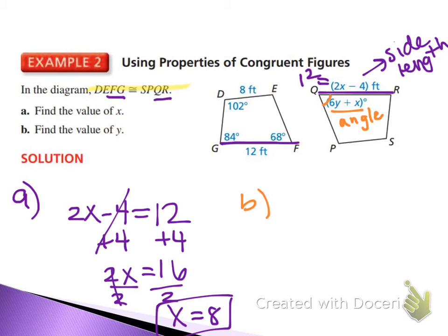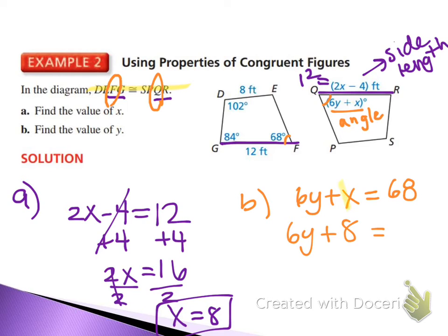Q. According to this statement, what is Q corresponding with? F. So what do we know? 6y plus x is going to equal 68. So when you set this up, you still got two variables, but we know the value of one of them, don't we? Which one do we know? X. We know x is 8, so we're going to plug in, because we found it earlier. Subtract 8. 68 minus 8 is 60. Divide by 6, and y equals 10.